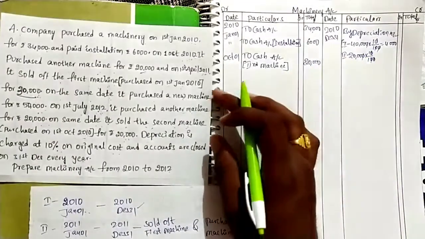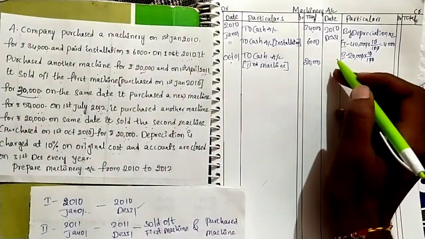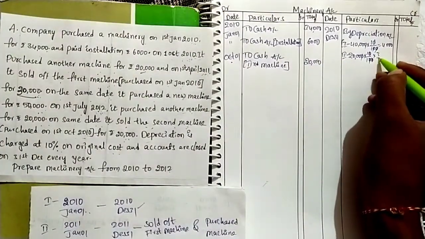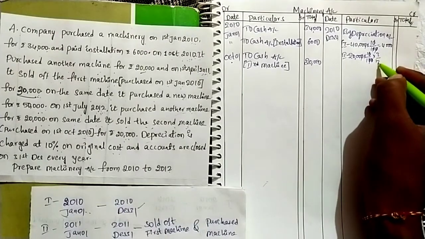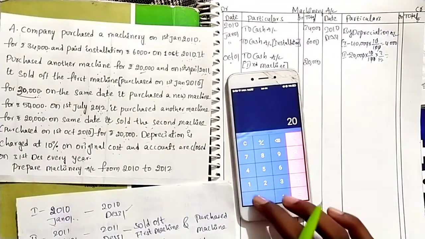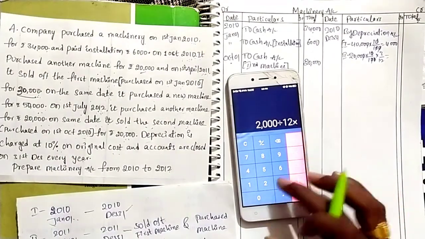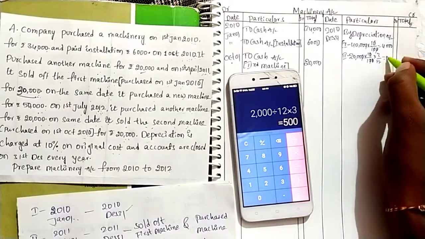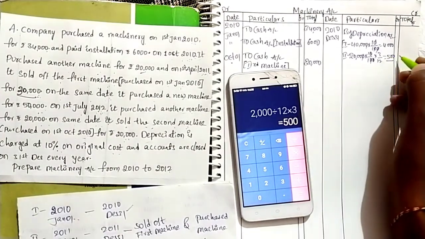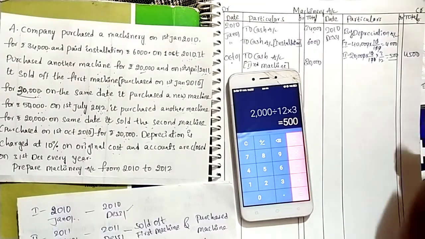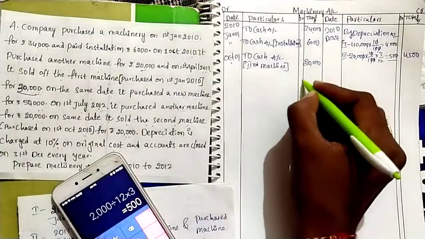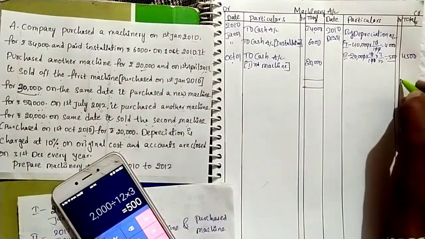But we utilized from October 1st to December 31st. How many months? October, November, December, just 3 months. So we require depreciation also for 3 months. So 3 by 12. See this, 2,000 rupees depreciation for the 12 months, but we required only 3 months. How much? 500 rupees. Okay, total 4,500 rupees depreciation.